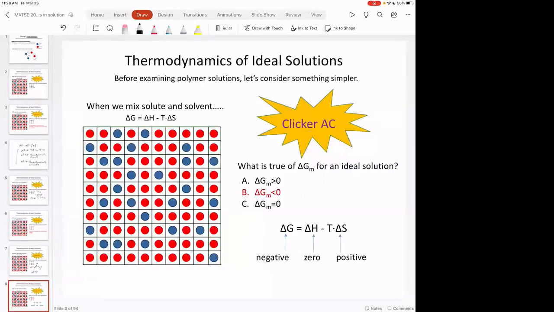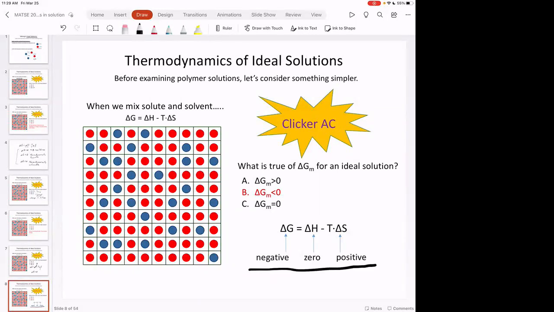And so that means in an ideal solution, the delta G is always less than 0. It can't be anything else because we're always going to increase the entropy and we're always going to have delta H of 0. So that means an ideal solution is always thermodynamically favorable to form. We can't think of another situation where that's not the case, unless we start to change what delta H is, but then we don't have an ideal solution anymore.